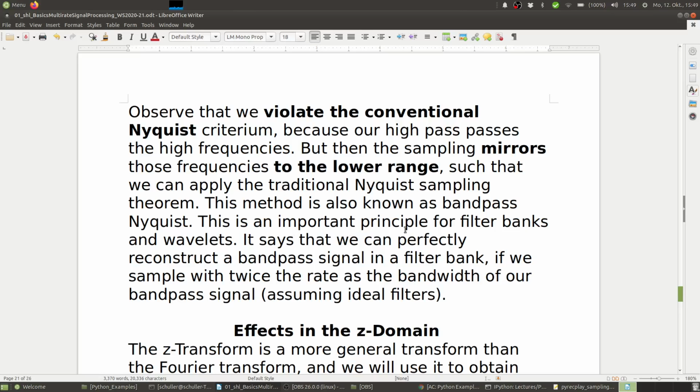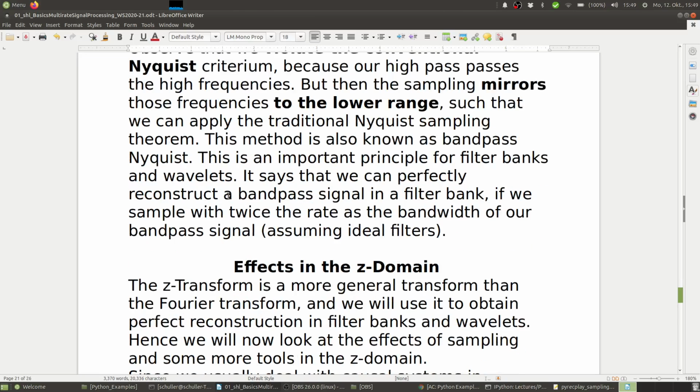This is an important principle for filter banks and wavelets because there we have many filters, not just low-pass filters but also bandpass and high-pass. So it says that we can effectively reconstruct a bandpass signal in a filter bank if we sample with twice the rate of the bandwidth of our bandpass signal, assuming ideal filters. So in this example that we just saw.